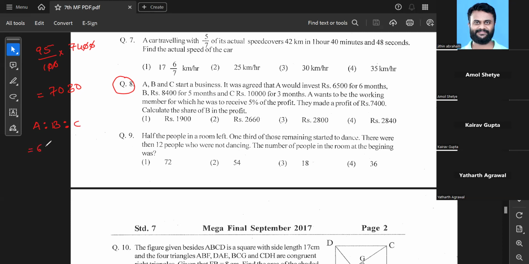So A's investment is basically 6,500, which he has invested for 6 months, multiplied by 6, is to B's investment, 8,400 multiplied by 5 months, is to C's investment, basically 10,000 multiplied by 3 months. In normal ratios, how do we do cancellations? Whenever we do cancellation for the first number, we also do the cancellation for the second number, just like numerator and denominator, we cancel numbers from both places.